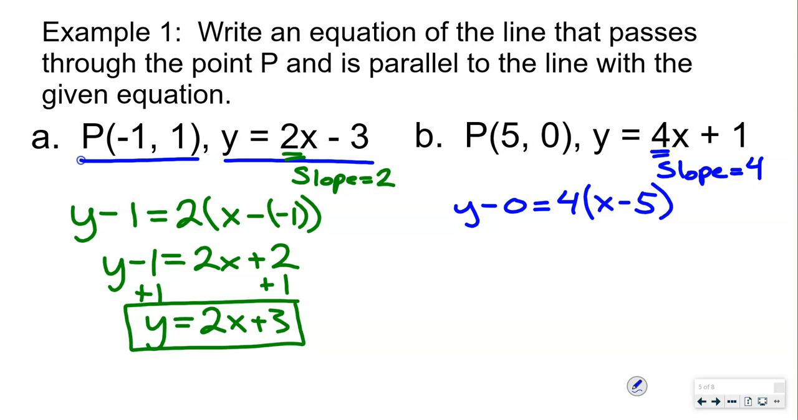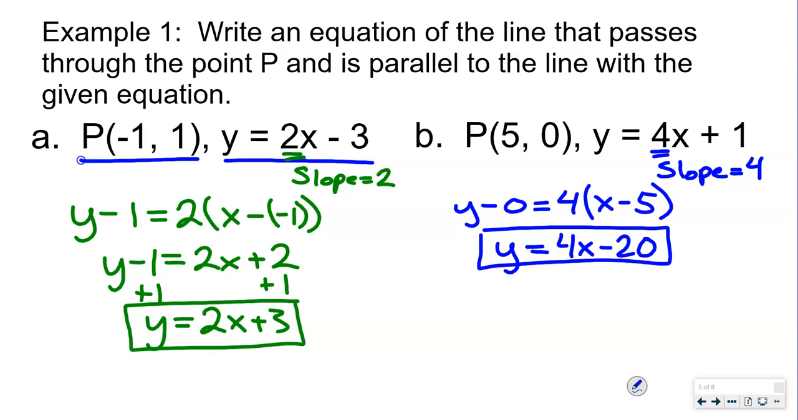So we just need to distribute our 4. Y minus 0 is just y. So 4x minus 20. Y equals 4x minus 20. And that would be the equation of the line that is parallel to y equals 4x plus 1 and passes through point 5, 0.